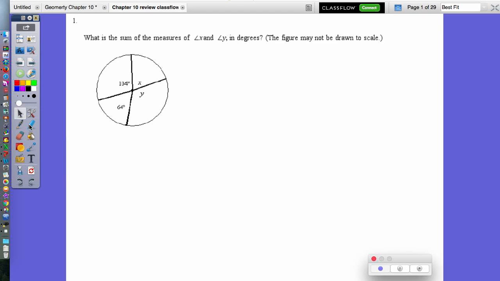The Chapter 10 review, Mrs. Falk's favorite lesson, circles. So what is the measure of x and y in degrees? The entire figure, the entire circle, would be 360 degrees.